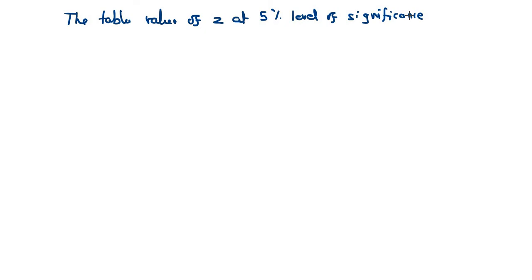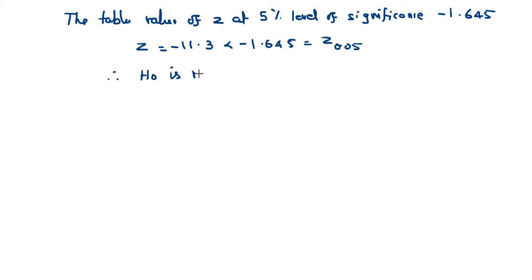Here it is, left tail test. So the value is minus 1.645. The calculated value Z is equal to minus 1.3, which is less than minus 1.645, which is our table value. So in left tail test, if we have less than, then the conclusion is H0 is rejected. So H0 is rejected, then H1 is accepted.